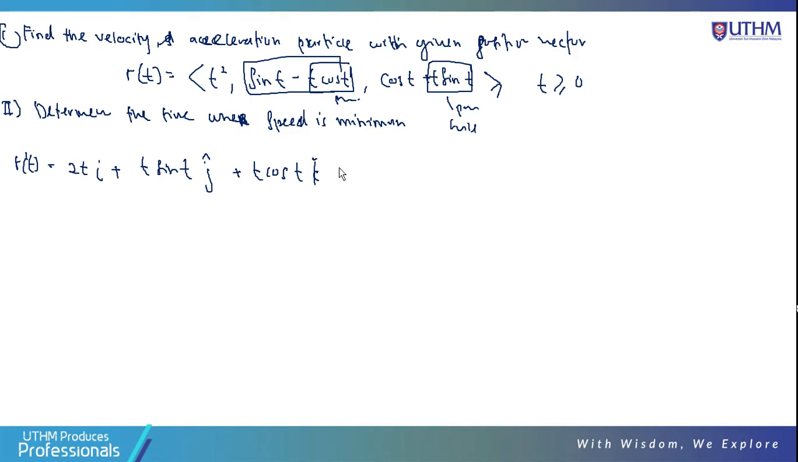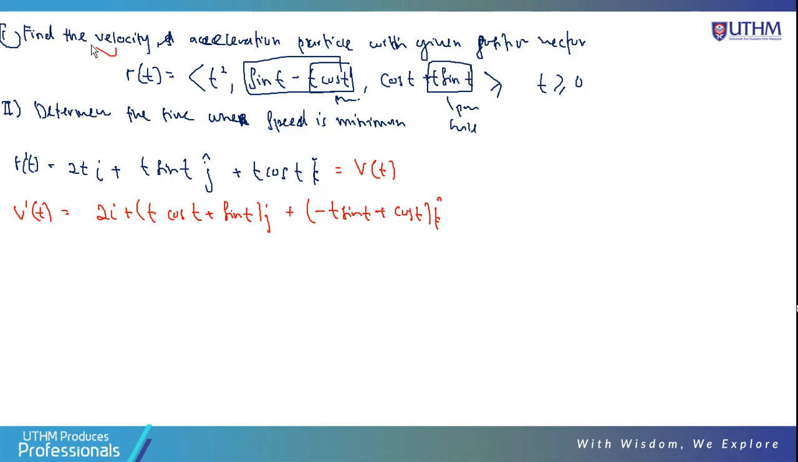this one equals v(t), so you differentiate v(t), and you get the answer 2i plus t sin t. Using the product rule you get t cos t plus sin t j, plus negative t sin t plus cos t. Okay, so this is the answer for the velocity. Settle question number 1, velocity, acceleration, settle.